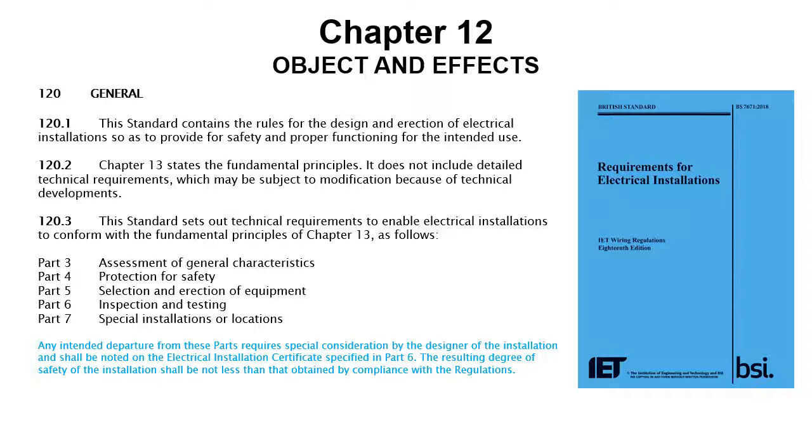So 120.3, the standard then sets out technical requirements for the electrical installation, and it refers to the following chapters, of course: Part 3 for assessment of general characteristics, Part 4 protection for safety, Part 5 selection and erection of equipment, Part 6 inspection and testing, and then of course any special locations are covered in Part 7.